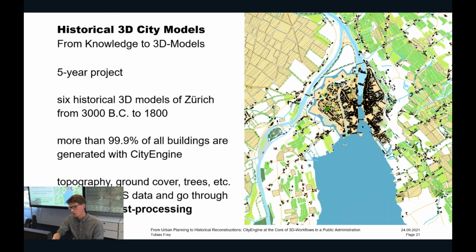But of course, there's more than just the buildings to those historical 3D city models. So there's topography, there's the ground cover, there's trees and so on. And that all comes from GIS data that we collected in the last year together with archaeologists. And it goes through extensive post-processing. And I thought I could give kind of a glimpse at it.